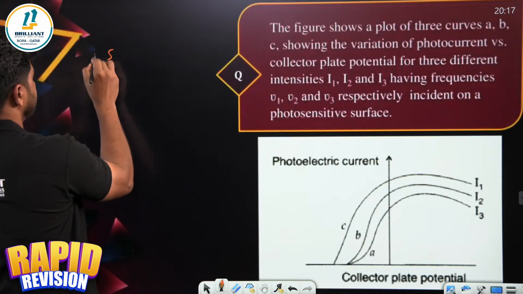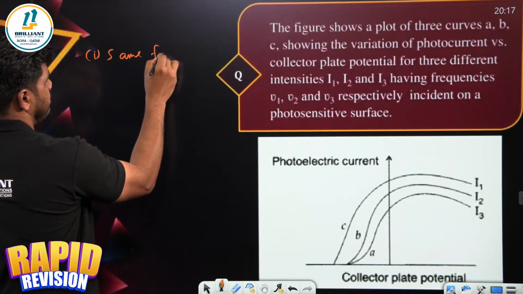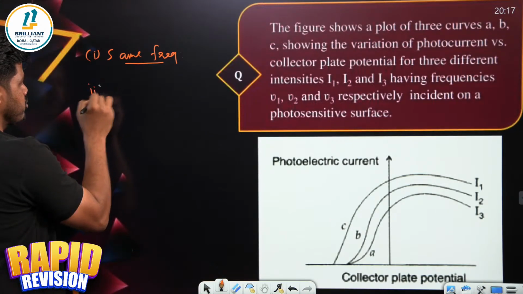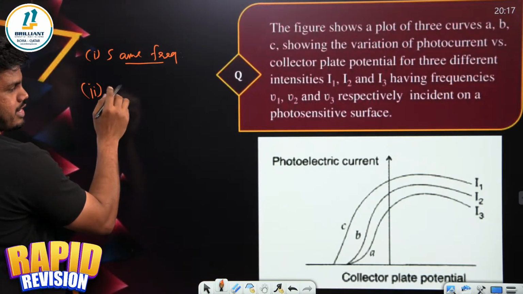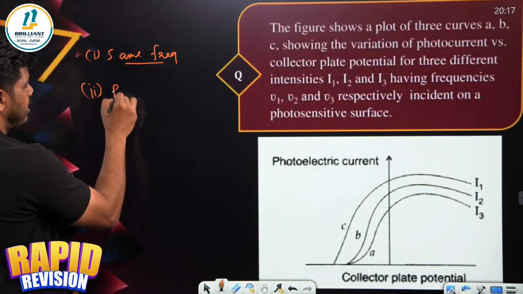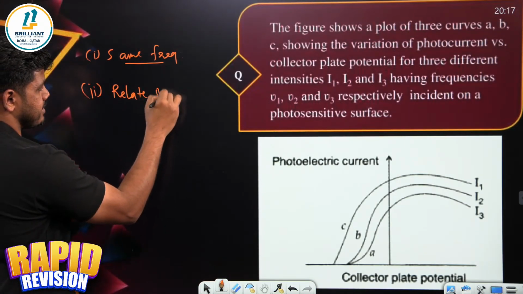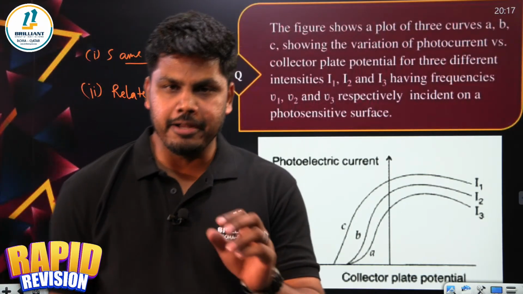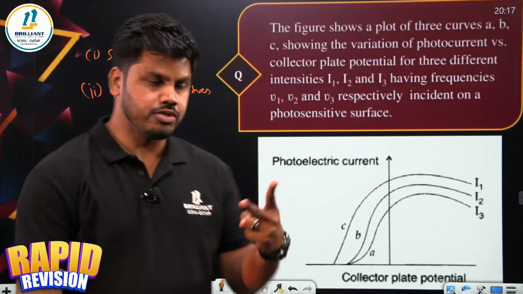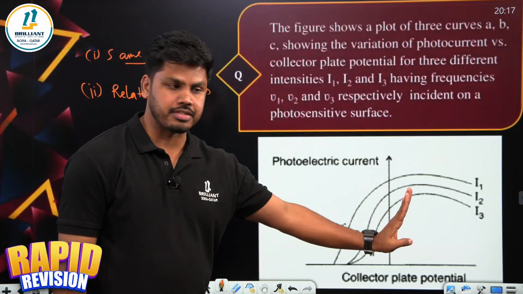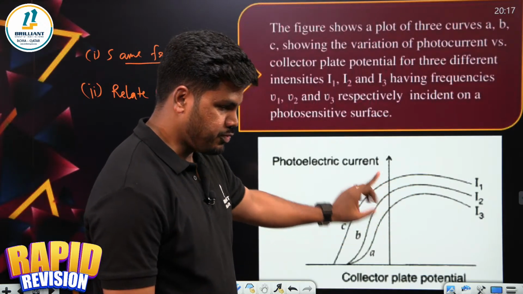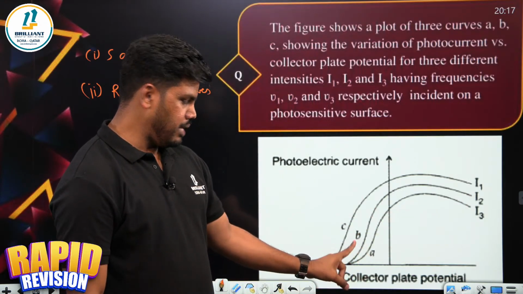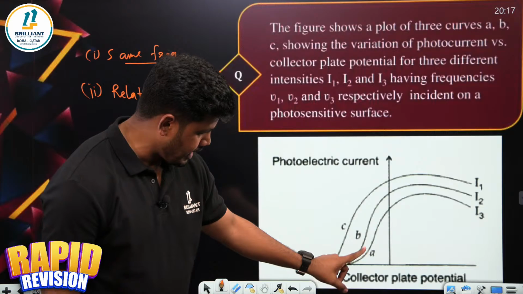Question number 1, the graph for same frequencies. And the second one, I'll add one more question into it. How can you relate the intensities? So you have to identify the 2 graphs which are given for same frequencies. The intensities are I1, I2 and I3. They are named like A, B and C, so you can answer according to that, like A, B and C.